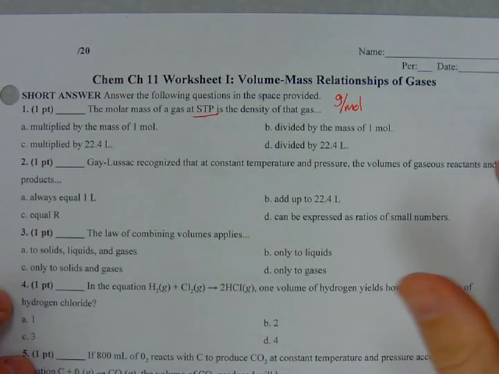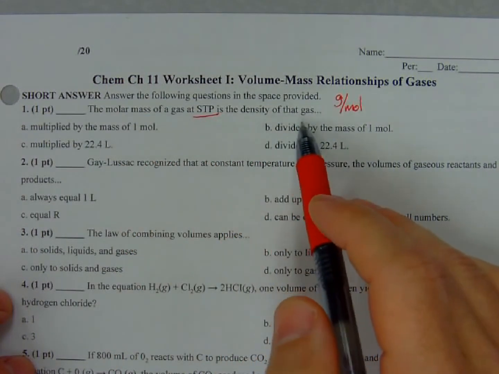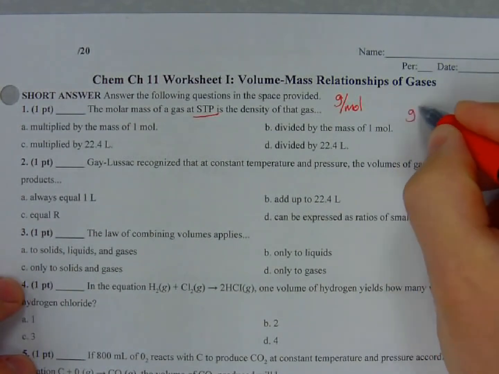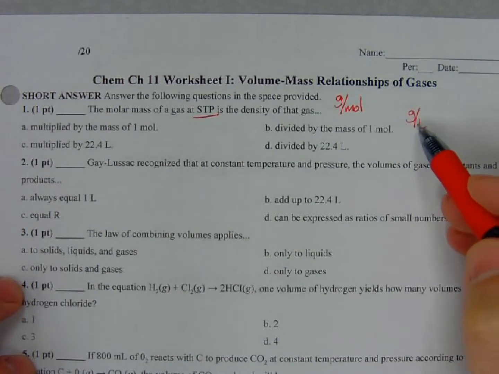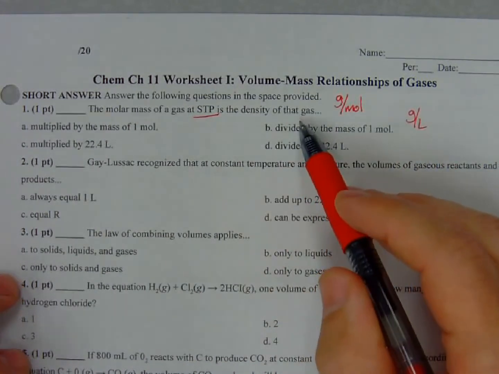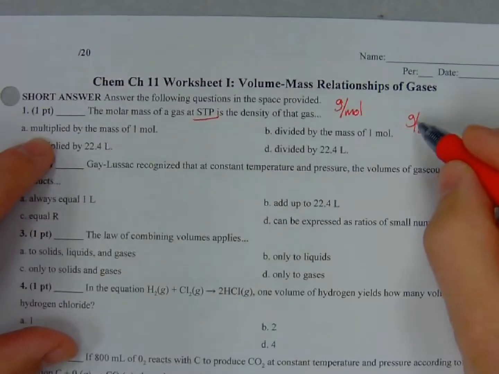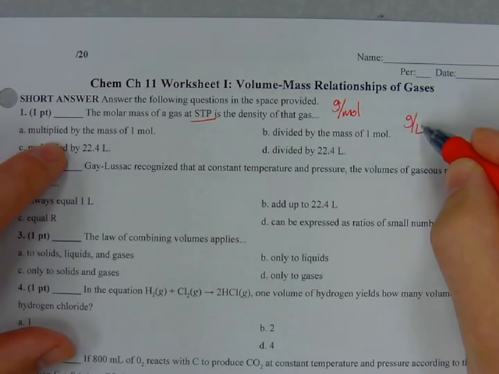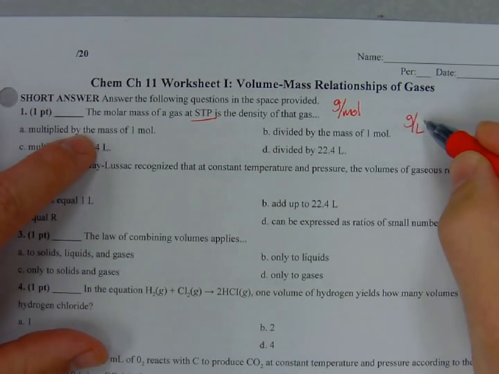Grams per mole. The molar mass at STP is the density of that gas. Remember, a density is some sort of mass per volume, so like a grams per liter. The density of the gas multiplied by the mass of 1 mole. Well, now imagine if we have a grams per liter and we multiply it by a grams per mole.